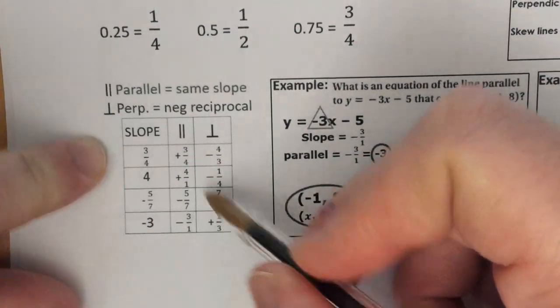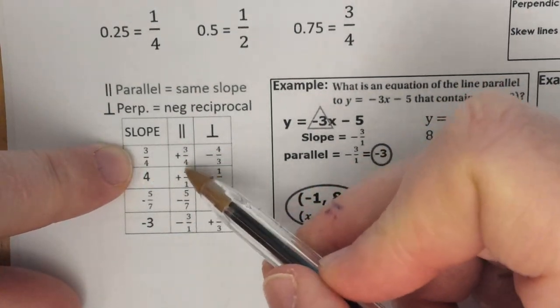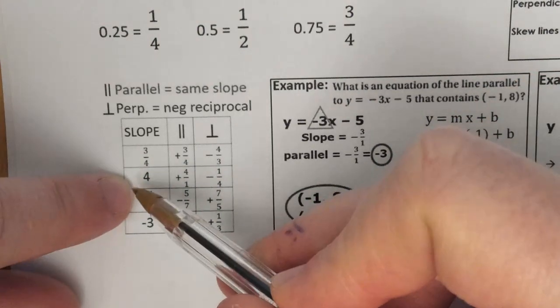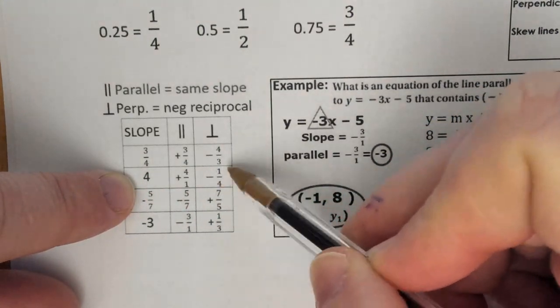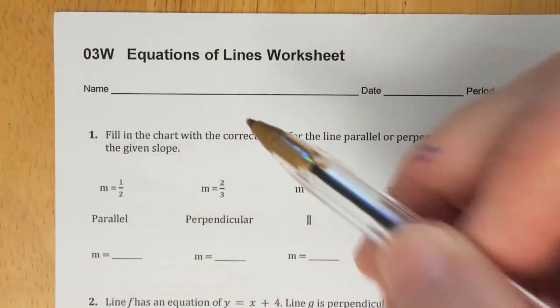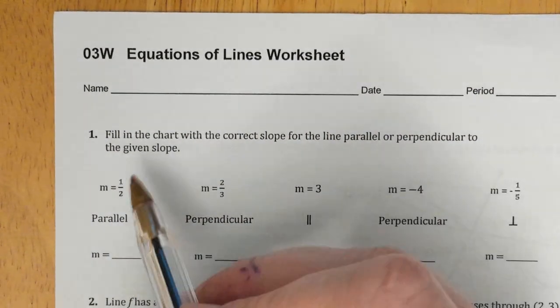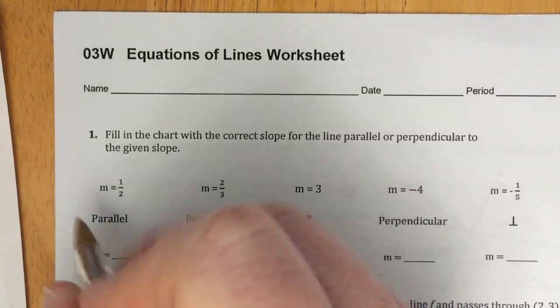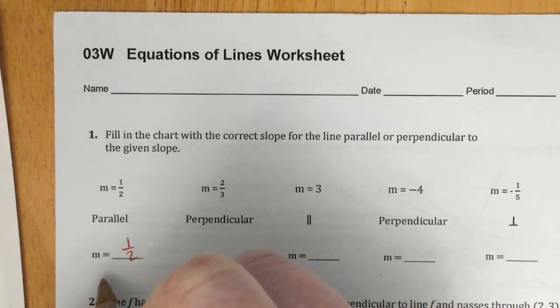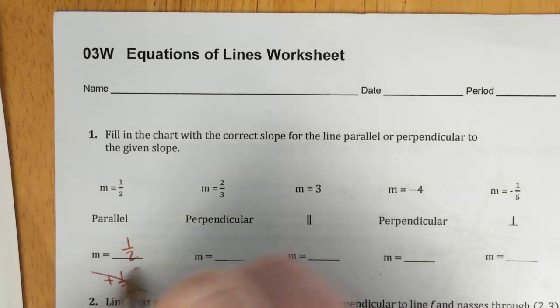Here are a bunch of examples. This is a positive 3 over 4, so it turns into a negative 4 over 3. And same thing here. 4 is really a positive 4 over 1, so it would turn into negative 1 over 4 for perpendicular. All right, let's do a couple examples here. Parallel would just stay exactly the same. So you would have to do 1 over 2. If you put positive 1 over 2, it's going to be wrong.